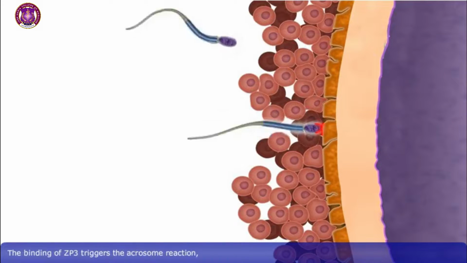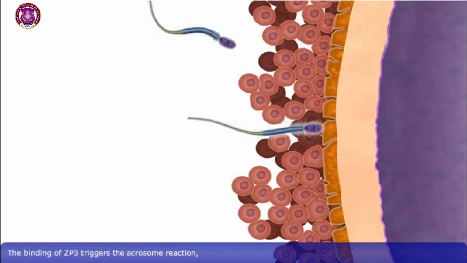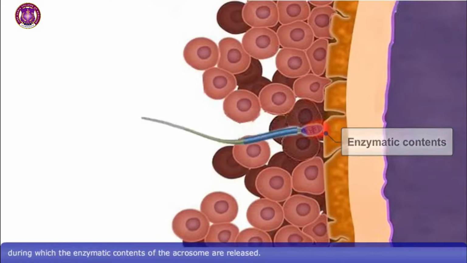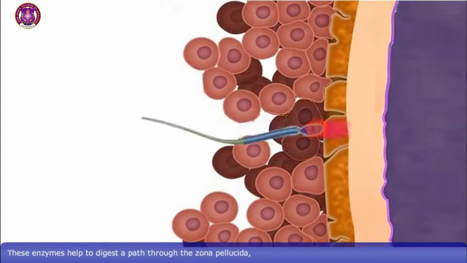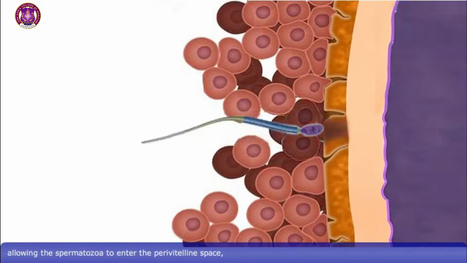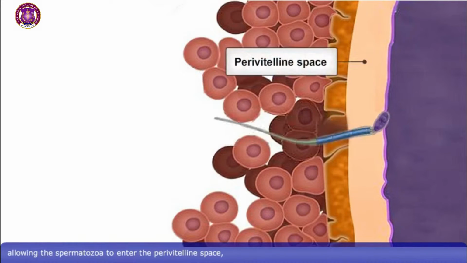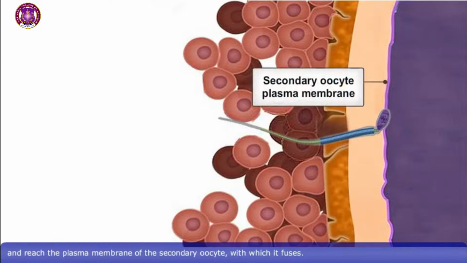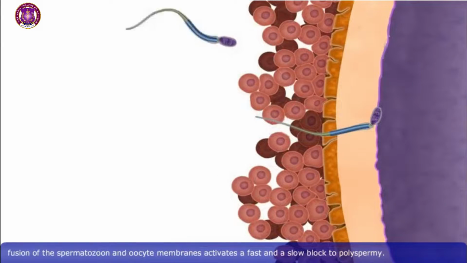The binding of ZP3 triggers the acrosome reaction, during which the enzymatic contents of the acrosome are released. These enzymes help to digest a path through the zona pellucida, allowing the spermatozoa to enter the perivitelline space and reach the plasma membrane of the secondary oocyte, with which it fuses. To ensure that only one spermatozoon penetrates the zona pellucida and fuses with the oocyte membrane, fusion of the spermatozoon and oocyte membranes activates a fast and a slow block to polyspermy.